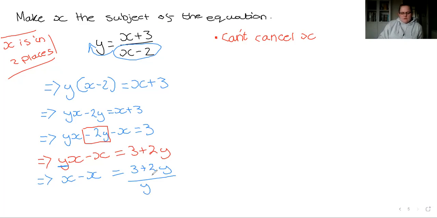It doesn't just stay as y on its own, and I'm going to explain this now. So x - x equates to 1. So what we are going to do is remove 1 from both sides. So we're going to have x = (3 + 2y)/(y - 1). And that would get you to your answer. So that would be our answer to make x the subject of the equation. So that is possibly the trickiest because we have x in 2 places.